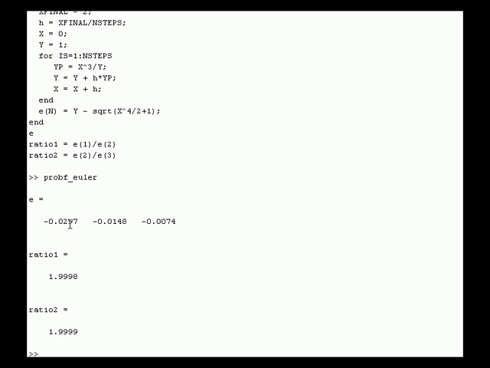And the error with the first h is this. It is cut by a factor of 2 every time. In fact, the ratios are almost exactly 2. So that confirms that the global error of Euler's method appears to be order h.